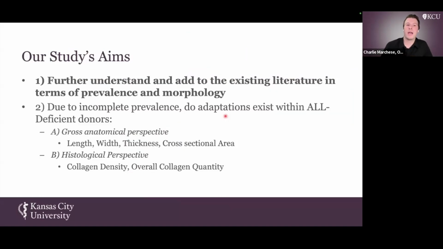So getting into our study's specific aims, there were three, right? We'll start with the first one. The first aim of the study was to further understand and add to the existing literature in terms of prevalence and morphology.